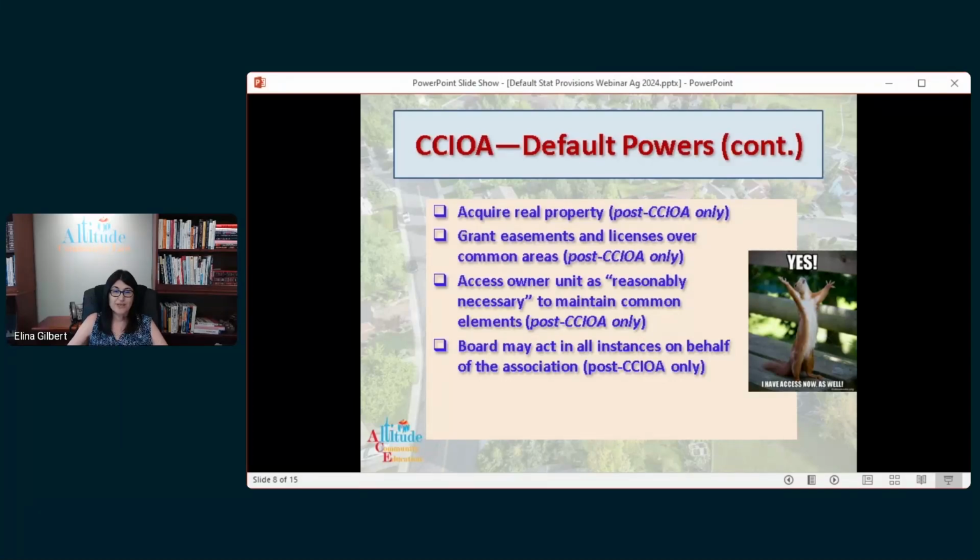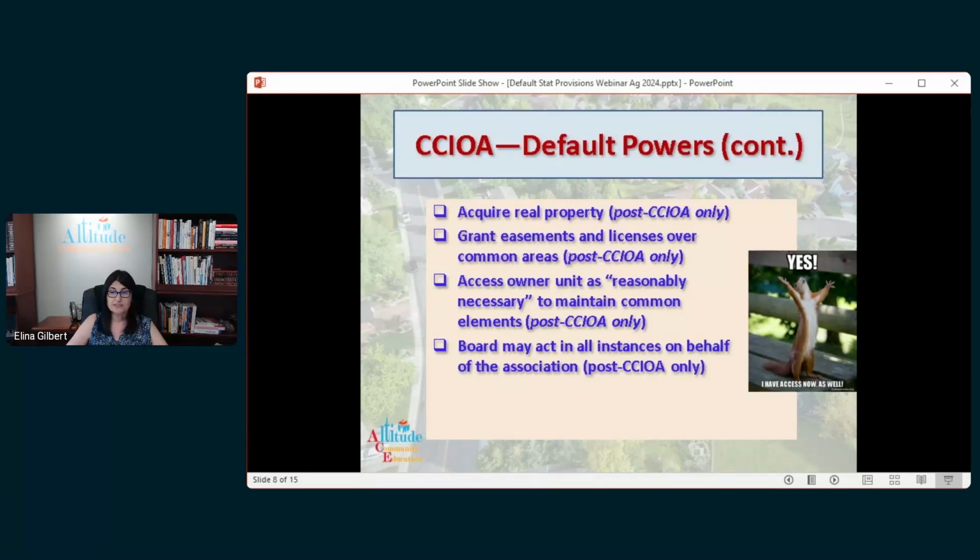However, again, be careful, because a lot of times associations assume that if we own land, it's automatically a common element, and that's just not the case. There's an analysis that goes with that to determine if it's a common element or not. So don't just assume because the association owns land that it's automatically going to be a common element.